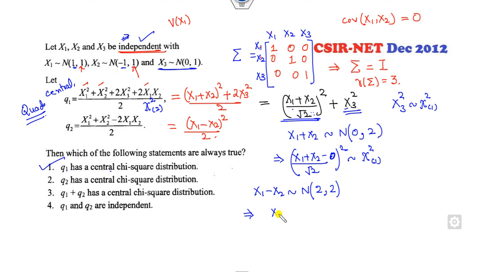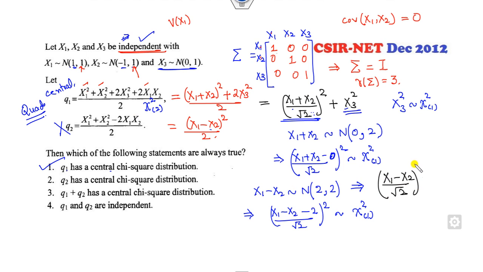So what is that? (x1 minus x2 minus mean) over root 2. This square follows the chi-square distribution with 1 degree of freedom. But we have this value, so this is not chi-square distribution. Anyhow, I can also write this number as this divided by root 2. This is also a chi-square distribution, but because the mean is not subtracted, I can say this is the non-central chi-square distribution. But Q2, he said, is a central chi-square, so that is cancelled out.